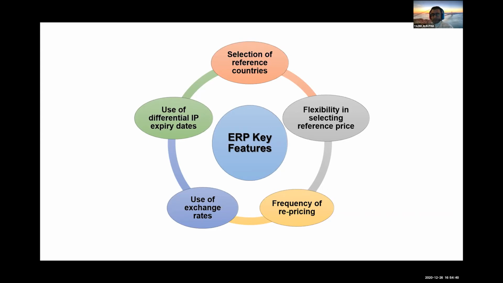Frequency of repricing. How frequently are they revising the prices of the registered and approved pharmaceuticals? Is it every 6 months, every 1 year, every 2 years, every 3 years? Countries have different frequencies.